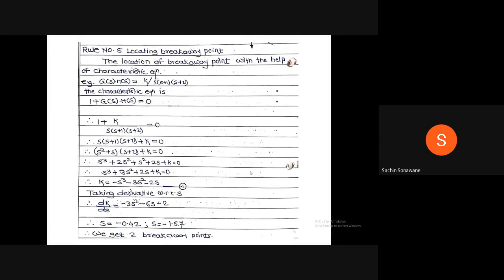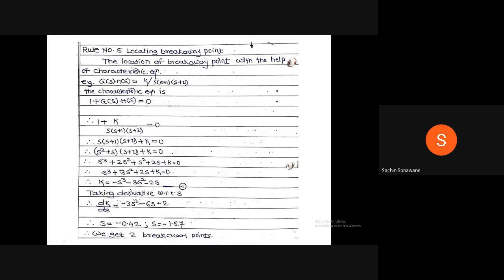Now locating the breakaway point. The location of the breakaway point with the help of the characteristic equation, G of S into H of S is equal to K divided by S into bracket S plus 1 into S plus 2. The characteristic equation is 1 plus G of S into H of S is equal to 0. Therefore substitute G of S into H of S, this value here. Therefore 1 plus K divided by S into bracket S plus 1 into S plus 2 is equal to 0.